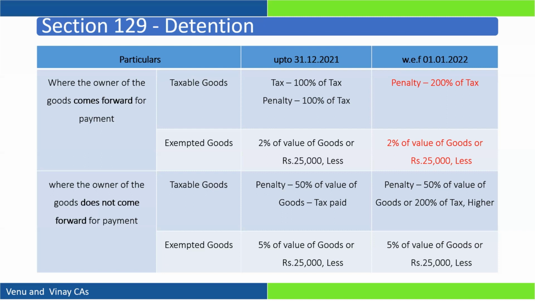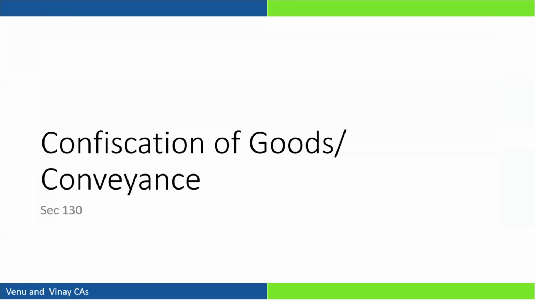So the notice, demand order, everything will be made in the name of the truck driver, the conveyance, because he is the one who is carrying the goods, and the penalty would be levied. Given that we were also looking at e-waybill, let's proceed and understand the confiscation related matters.